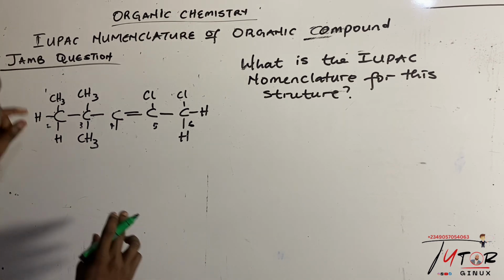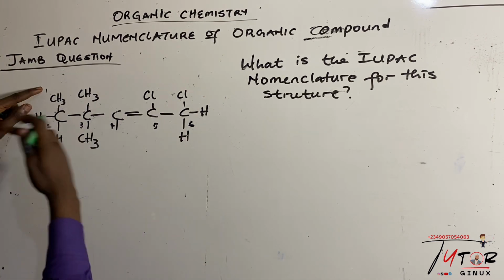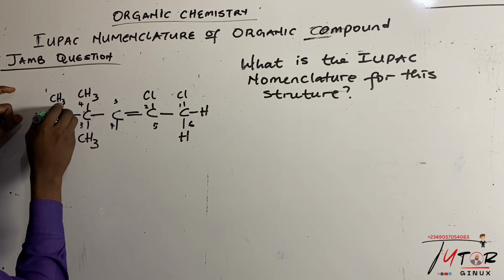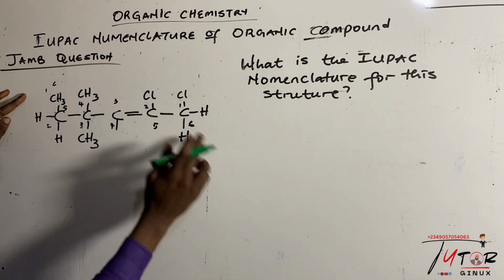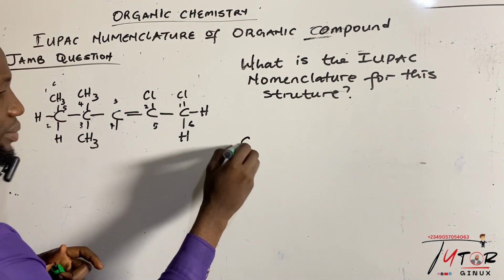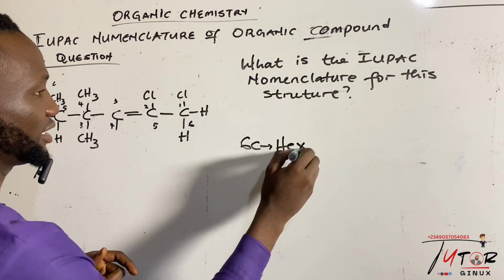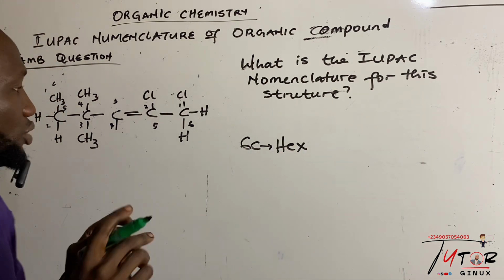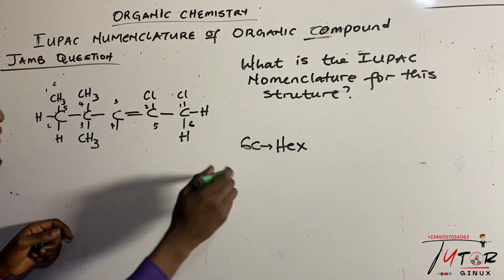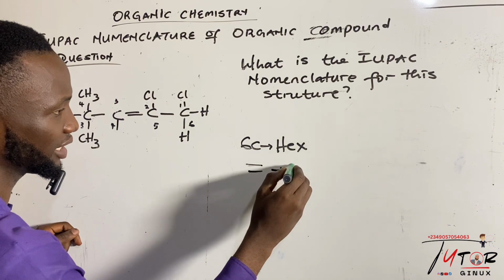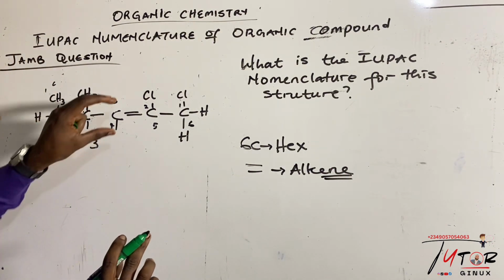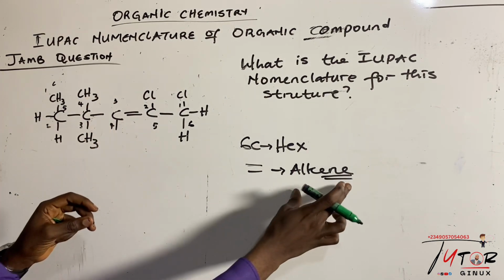Then don't also forget, as you've numbered from this side to this side, number it the other way around. 1, 2, 3, 4, 5, then 6. So 1 to 6 or 1 to 6 the other way around. So that's the longest continuous carbon chain. And 6 carbon stands for hex. Then the next thing to do is to know the functional group of this structure. And this is a double bond. Don't forget, double bond denotes alkene group. ENE, alkene group. So this is a double bond and the functional group is an alkene group.